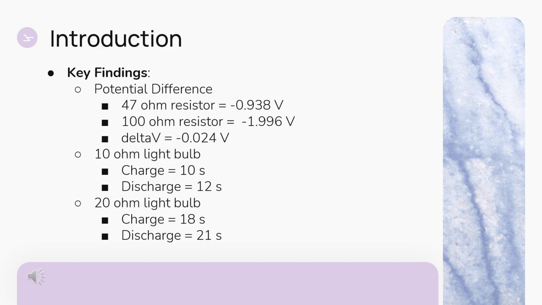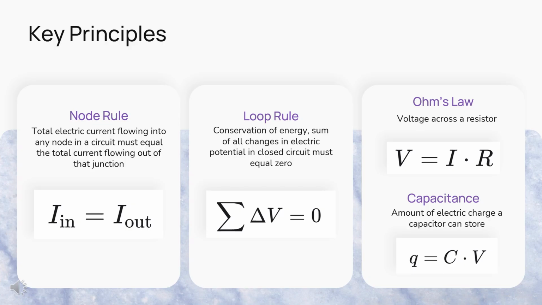So it has the potential difference for all the resistors and the change. And then it has the charge and discharge time for both the 10 ohm light bulb and the 20 ohm light bulb. Here are the key principles, which include the node rule, and it's the total electric current flowing into any node in a circuit must equal the total current flowing out of that junction.